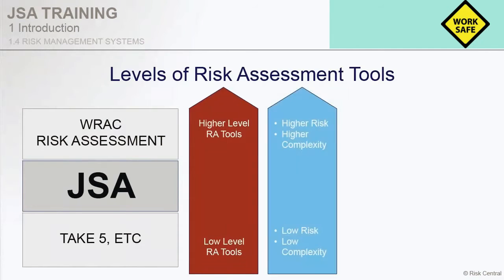Lower-level risk assessment tools such as JSAs are used for low-risk and low-complexity job tasks. As tasks become higher risk and more complex, higher-level risk assessment tools must be used. This means that if a task is too high risk or too complex, the JSA is not the appropriate tool, and you must use a higher level tool and/or talk to your supervisor.